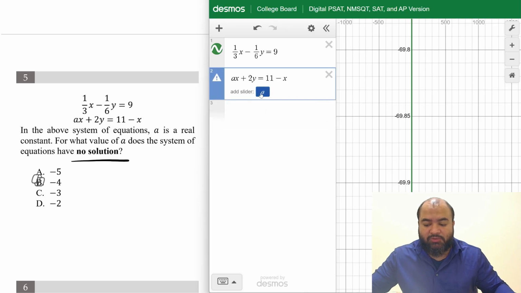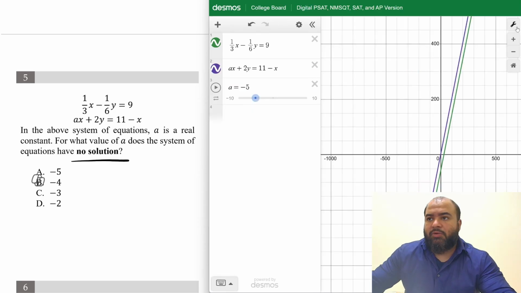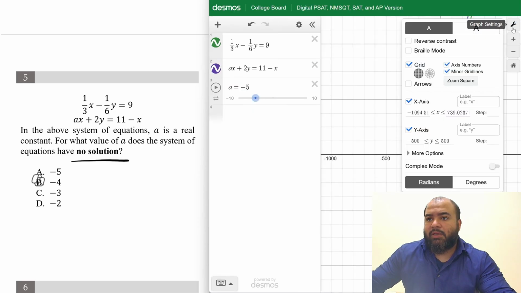What we can do is use the slider. You see, we can press a. The question is asking for what value of a does the system of equations have no solution. So a can be one of these, either -5, -4, -3, or -2. So I'm going to move it around. Actually, you know what? I'm going to change the graph settings. You see the x-axis and y-axis.